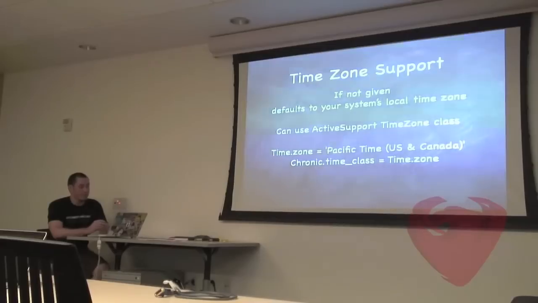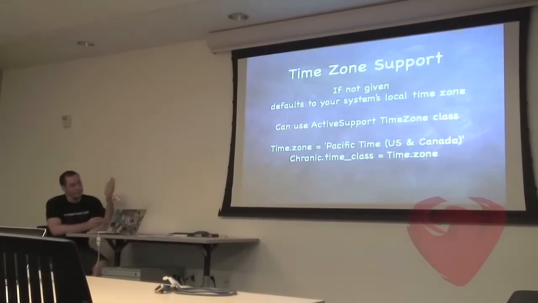So it has time zone support. If you don't give it a time zone, it just defaults to local system time. But it can use the Active Support time zone stuff in Rails. So in Rails, you can set the time zone to Pacific time, and then you just pass that into Chronic. If you needed that in an app where a user could set their own time zone, in a before filter you could just set Chronic's time class to that user's time zone, and you can still use it and scope to them.